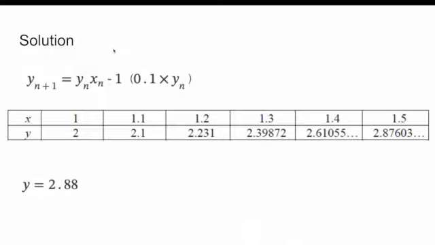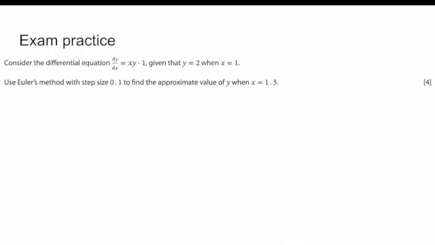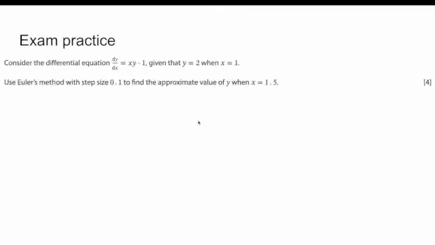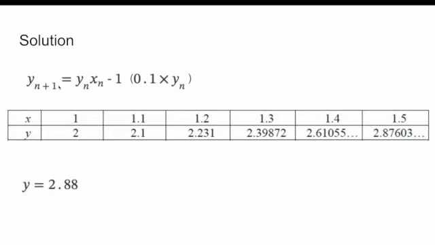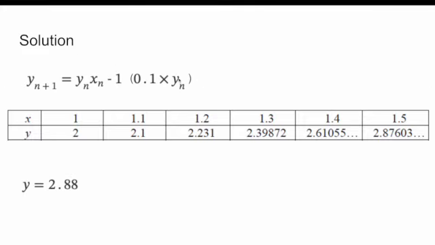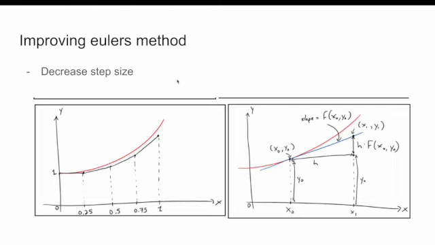Now, the next thing we've got to do is y n plus 1. Basically, y n plus 1 is y n plus h times f of x n comma y n. Here h is 0.1, given in the question, so y n plus 1 is y n plus 0.1 times x n minus 1, as given by the question, times y n, which is what we needed to do to get it into this form.